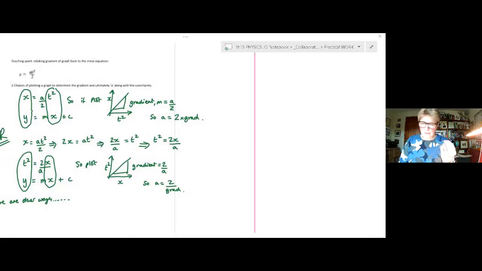But read the exam question, because the exam question might say, plot this against this. So they've effectively given you y and x. So you want to be using what they are asking you to do, even though you've got to do the maths behind it and relate it to y equals mx plus c.